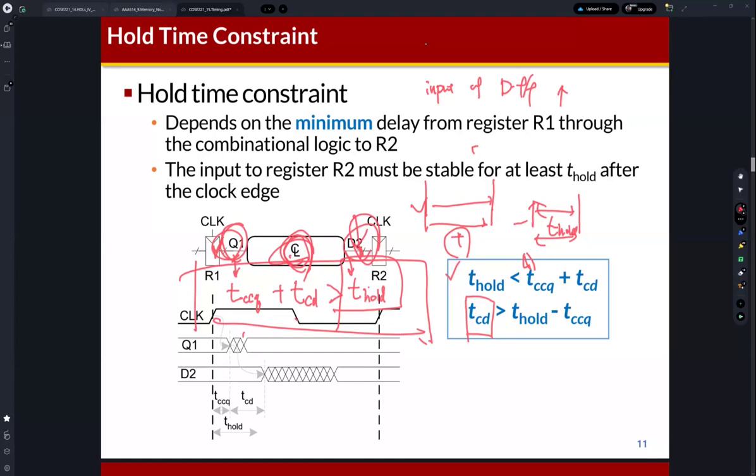larger than T hold minus TCCQ. Okay. Which means if the delay is very short, then it can also be a problem in this case.